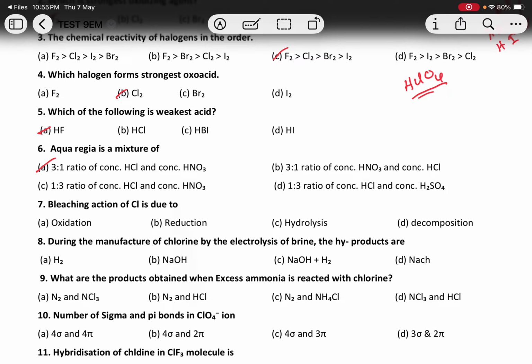You have to read the options carefully. Sometimes HNO3 is given first and HCl is given second. HCl is always in proportion 3 and HNO3 is 1, so HCl and HNO3 are in the ratio 3:1. Suppose HNO3 is given first, HNO3 and HCl means 1:3 ratio. So option A is the correct one.